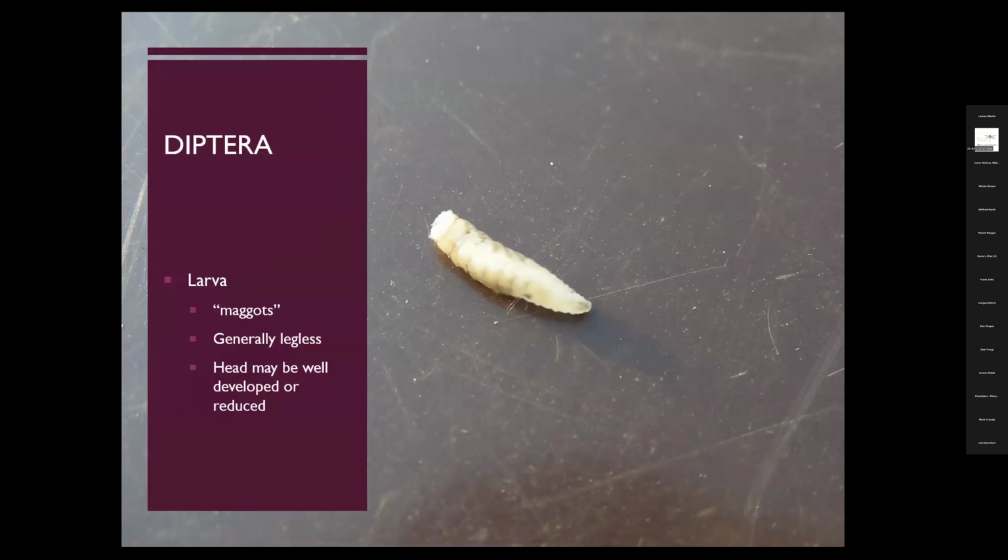The larvae of flies are generally called maggots. These typically are going to be legless, and depending on the actual maggot, the head may be well developed or it may be reduced. This is kind of a quintessential muscoid fly maggot. So if you see a housefly or something, this is what the larvae looks like. And these do have a head capsule. It's just very, very tiny, and it's at the pointy end.